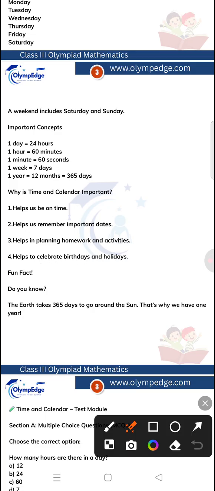So here let's see what fun fact we have. The Earth takes 365 days to go around the Sun, and that's why we have 365 days in a year. So the Earth takes 365 days to go around the Sun, and when it completes one full round, then we say it is a year.